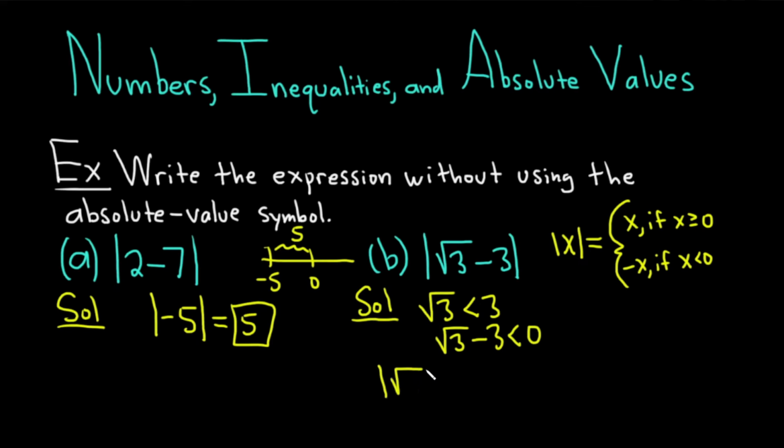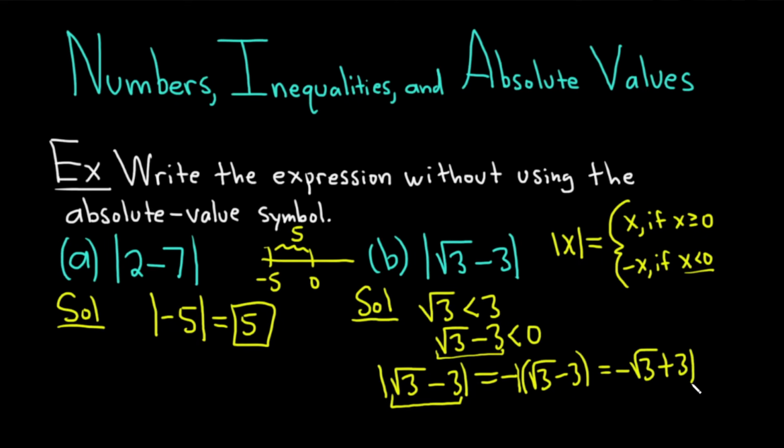So the absolute value of the square root of 3 minus 3, well, our x in this problem is this whole piece here, square root of 3 minus 3. So we use the second condition because it's less than 0. So in this case, it'll be minus parentheses square root of 3 minus 3. Then you can distribute the minus 1. There's really an invisible 1 here. This ends up becoming negative root 3 plus 3. Certainly a little bit more challenging than the example with negative 5, but worth doing.